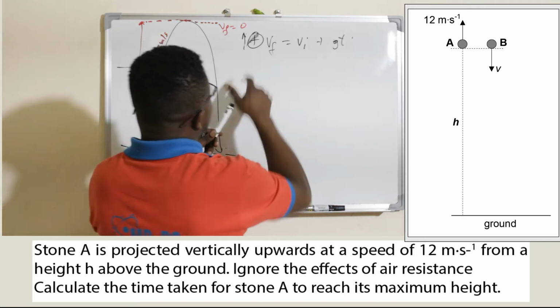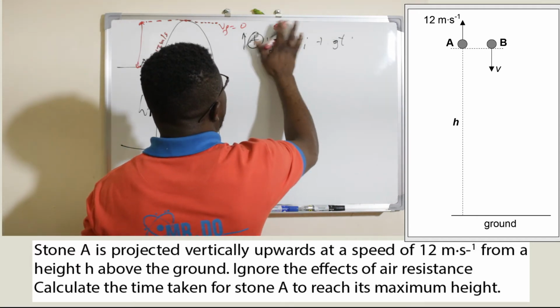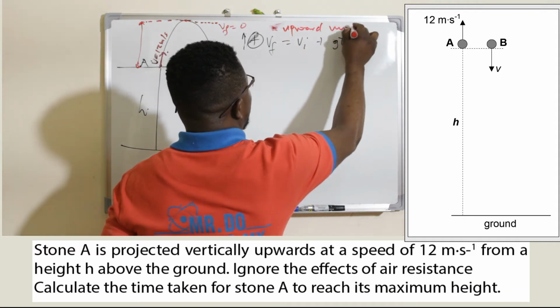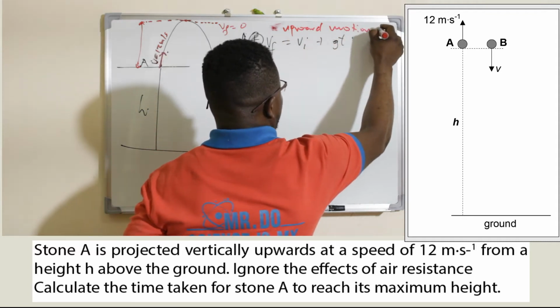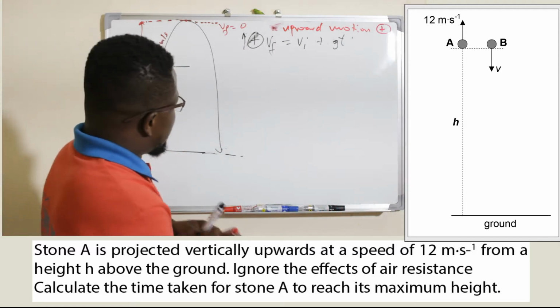So I can just simply do this, or you can just write there and say what? Your upwards motion is positive. Let me just use positive here. Straight away, what do I know?